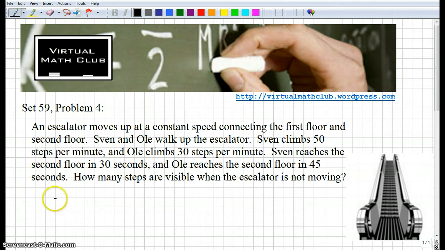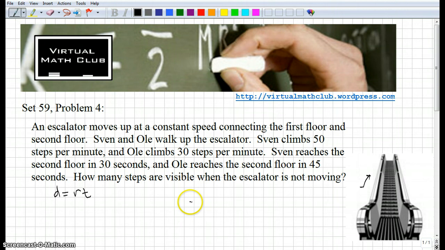Alright, well this is a rate problem, and you probably know that the distance is equal to the rate times the time, okay? Assuming that you are working with a constant rate, which we are, because Sven and Oli are both climbing at a constant rate of 50 and 30 steps per minute, and we can assume that the escalator is also moving at a constant rate. It says it's moving up, and we'll assume that it's moving at a constant rate.